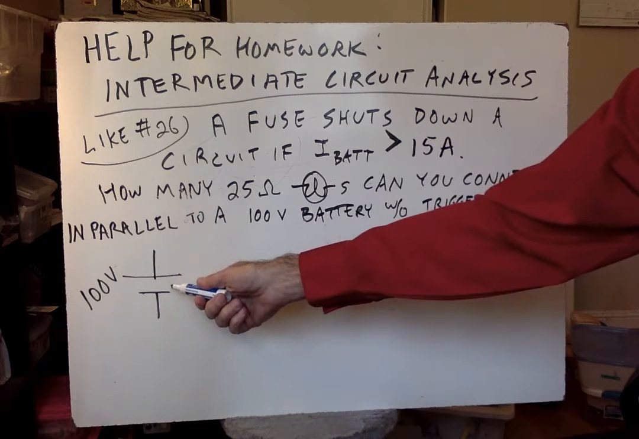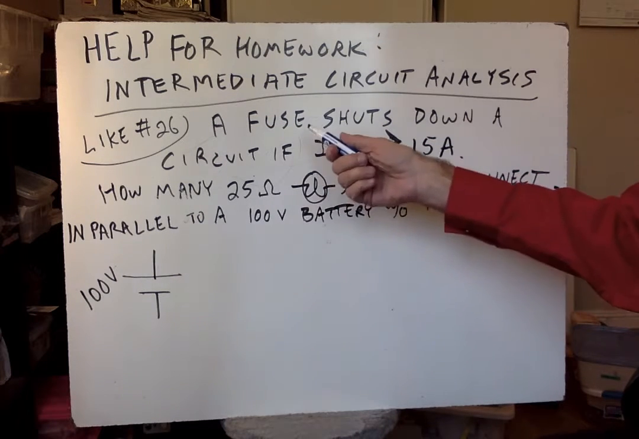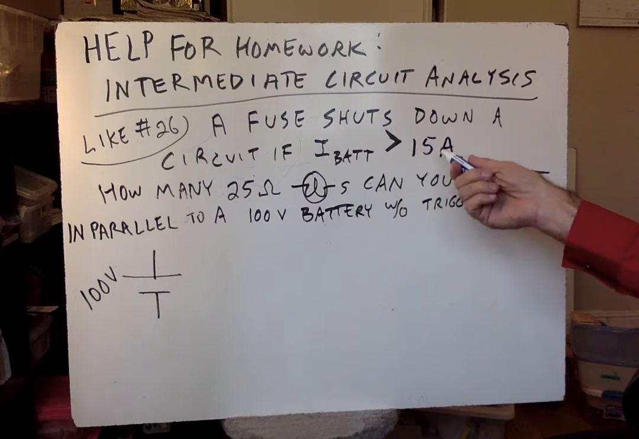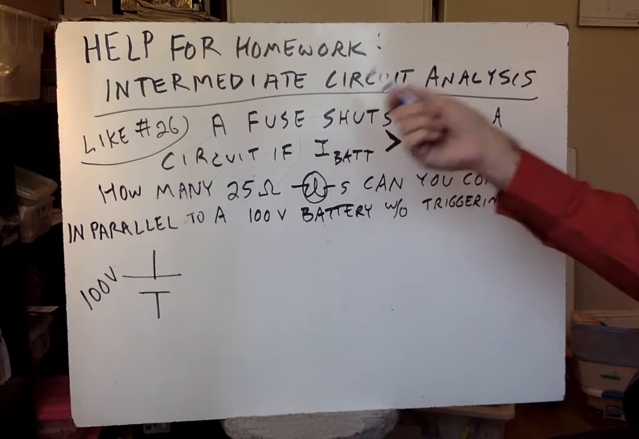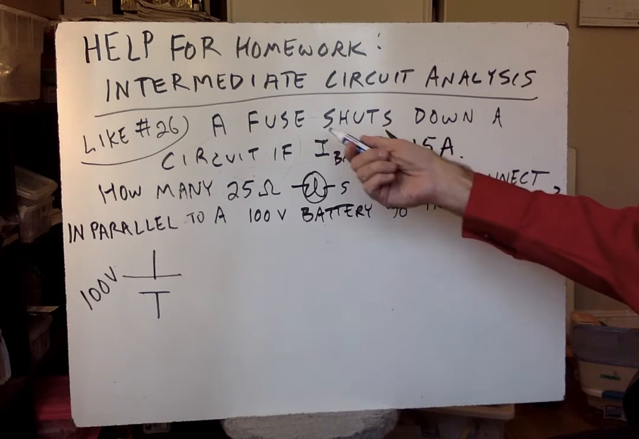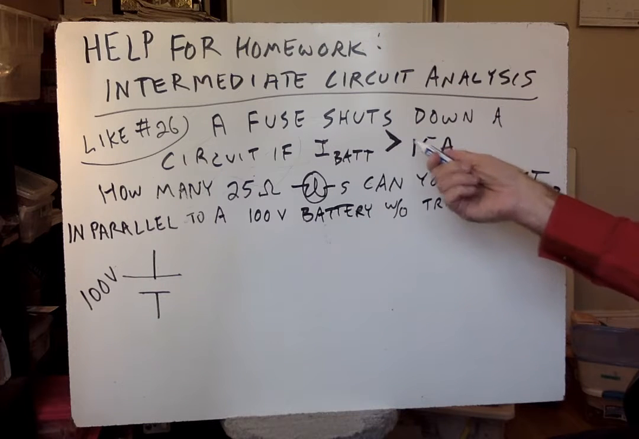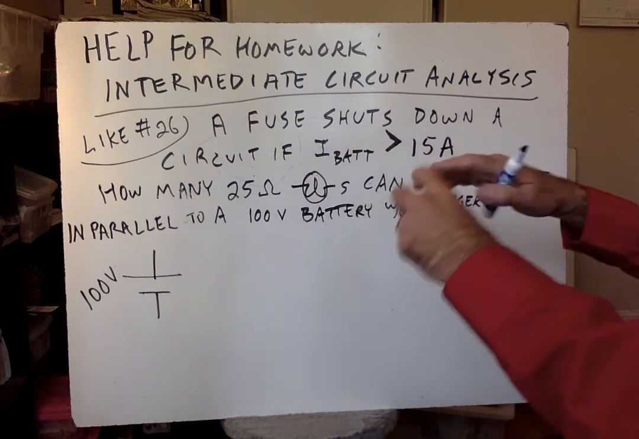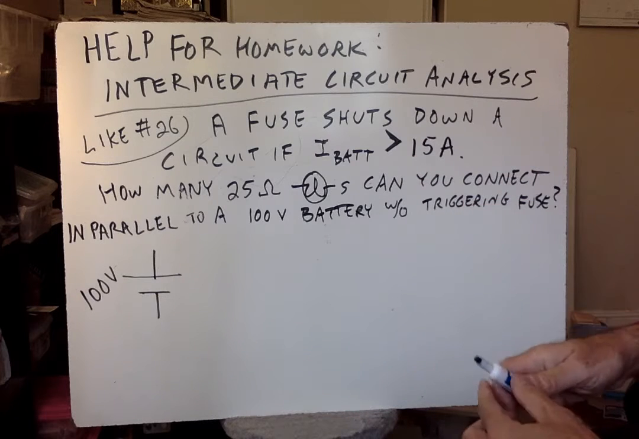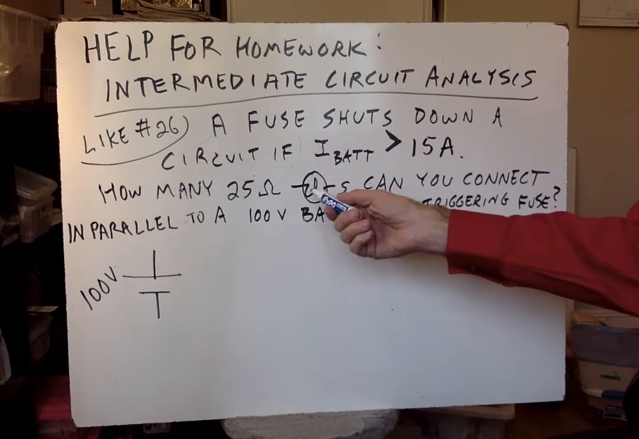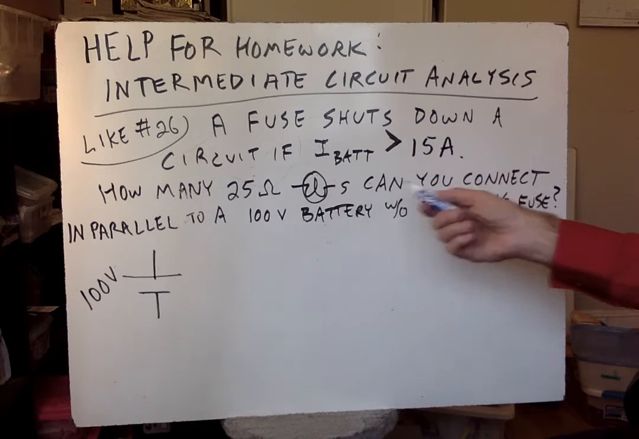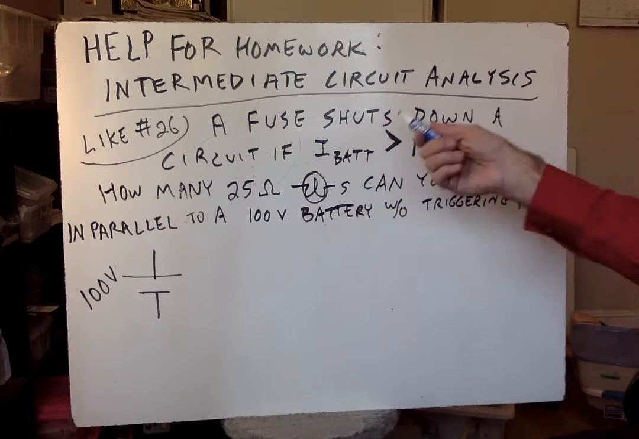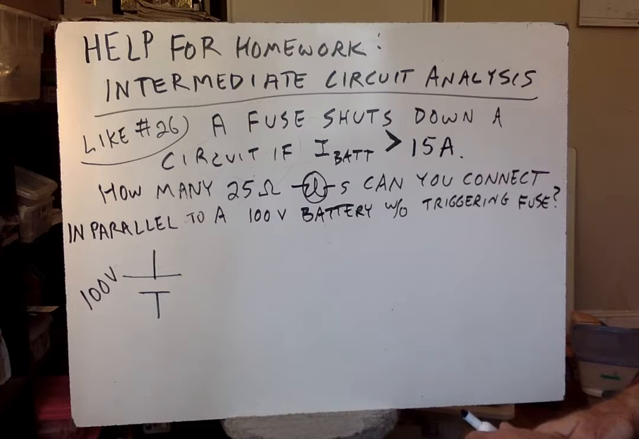This first one is like number 26. You're given the voltage on a battery, and you're told that if the current out of this battery is bigger than 15 amps, a fuse will shut it down. We'll learn about what fuses are exactly later, but what you have to know is that if the current gets bigger than 15 amps, this fuse breaks and all the current stops. The entire circuit shuts down. And so the question is, every light bulb you have is 25 ohms in resistance. How many of those can you connect in parallel without triggering this fuse and shutting down the circuit?